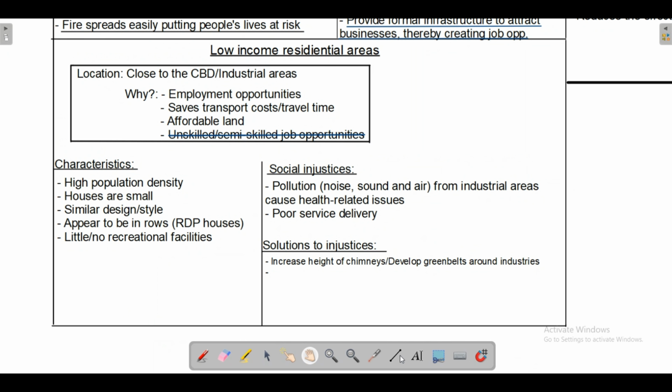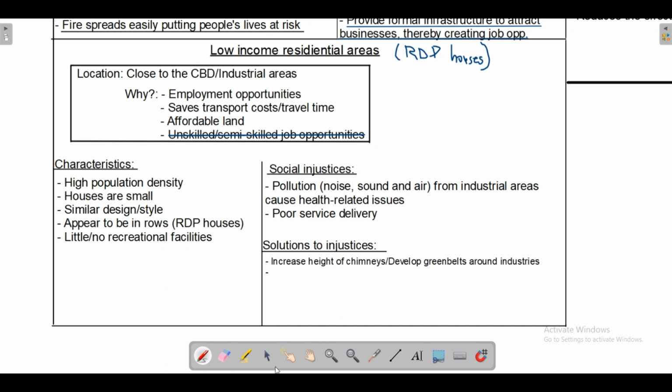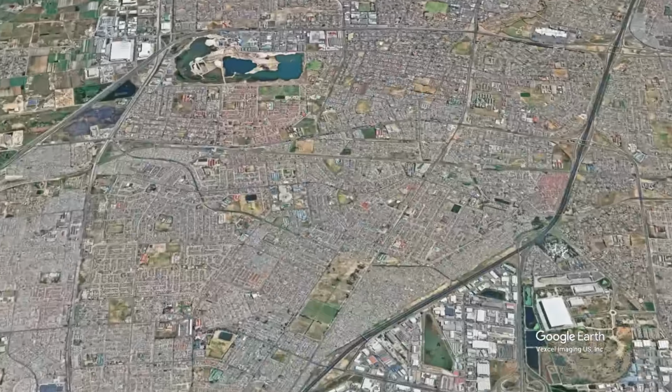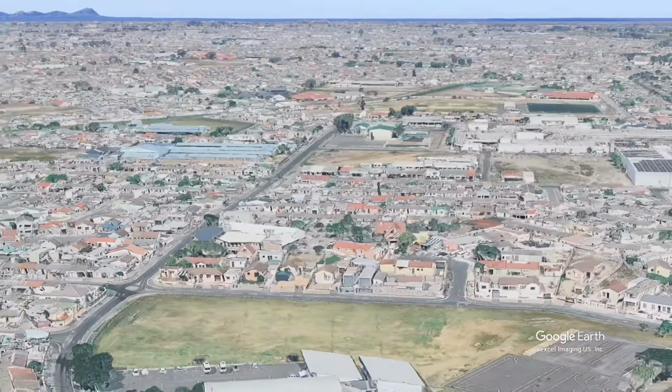So low income residential areas. These are, for an example, the RDPs. Okay, RDP houses. RDP is a program, guys, so you have to say RDP houses. Those are your low income residential areas. The characteristics here: there's high population density. A lot of people, especially now, are living in low income residential areas. It's actually becoming crowded now.